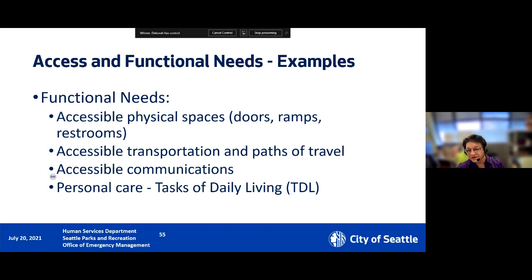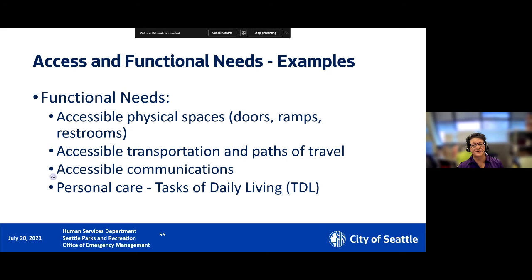So some examples of functional needs could include accessible physical spaces. So doors with openings wide enough for a wheelchair to pass through and not too heavy for someone with loss of hand or arm strength or dexterity to still be able to open and close. Having ramps in addition to or instead of stairs. Everybody can use a ramp. And having restrooms with accessible stalls and hand washing facilities.